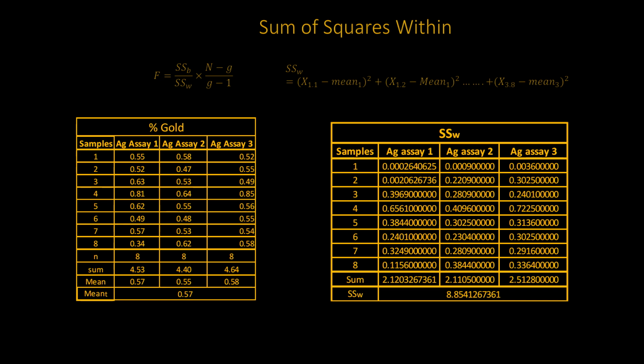X1.1 refers to sample 1 in the first set. Mean 1 is the mean of the first set, and so on, all the way up to X3.8 and mean 3. X3.8 is the 8th sample in the third set and its respective mean in that third sample set. As per the previous slide and the one to follow, the table was created using all the functions in Microsoft Excel.